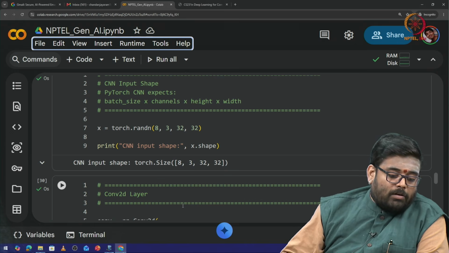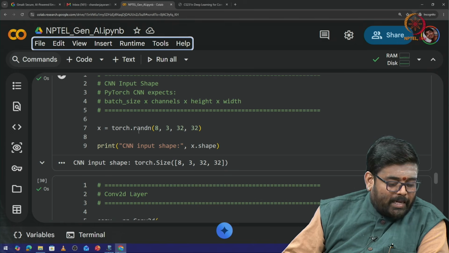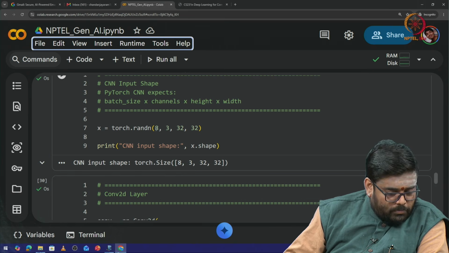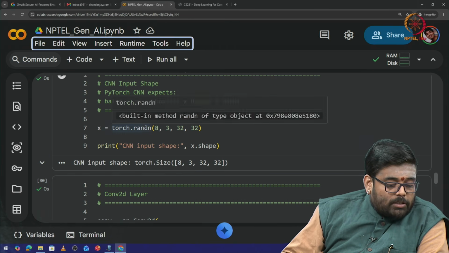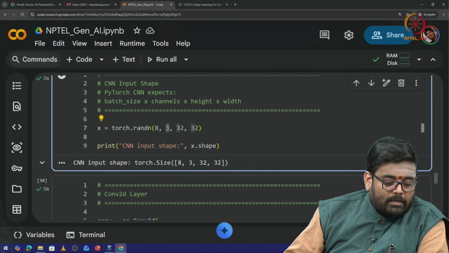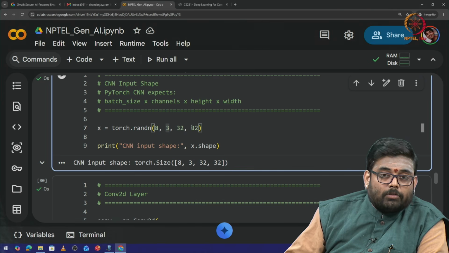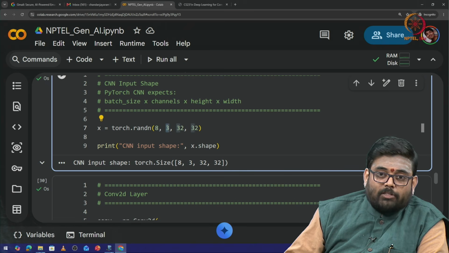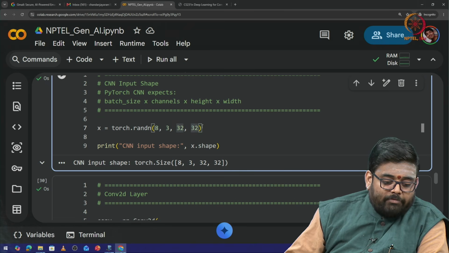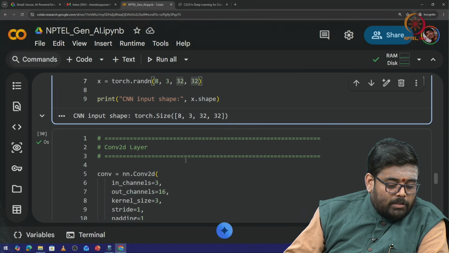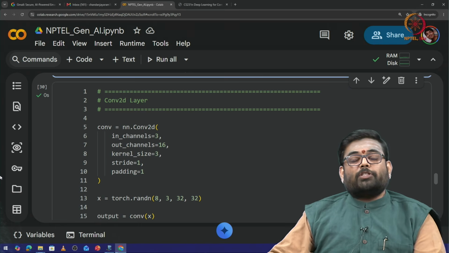Here I have an input which is a random input, just taken for the sake of convenience as of now. I have a batch of 8 examples and each example is of size 3, 32, 32. This is the batch size, this is the number of channels in each image, and this is the height and width of each one. So you have got 8, 3, 32, 32. Okay. Now let us look at how these convolutions work.